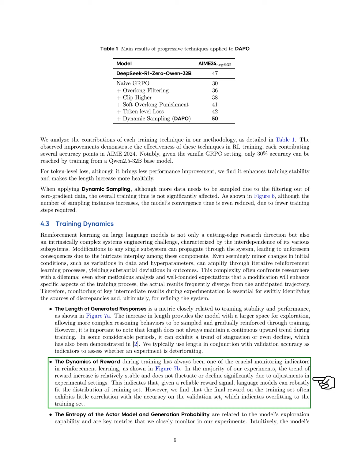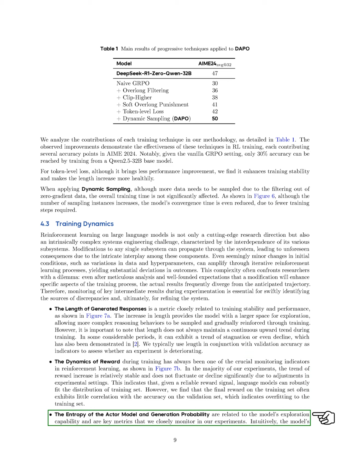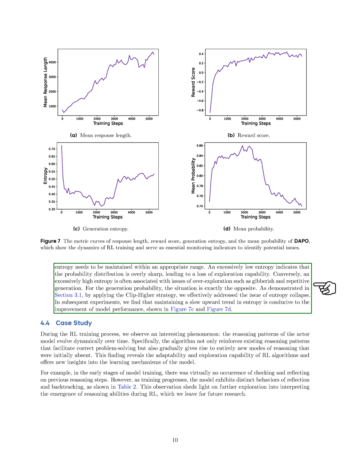However, we found that the final reward often correlates poorly with validation accuracy, indicating potential overfitting. We monitor the entropy of the actor model and generation probability to assess exploration capabilities. Maintaining an appropriate entropy range is vital, as too low can hinder exploration, while too high can lead to poor output quality. Our clip higher strategy helped manage entropy collapse, and we observed that a gradual increase in entropy supports model performance improvement.